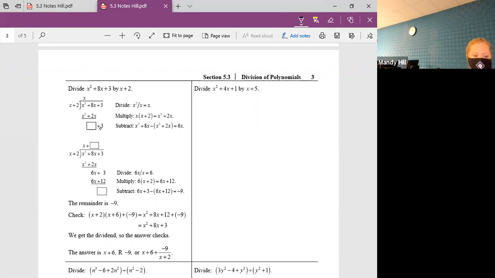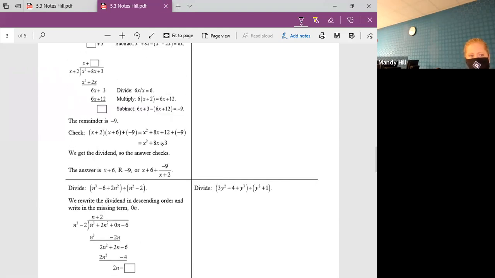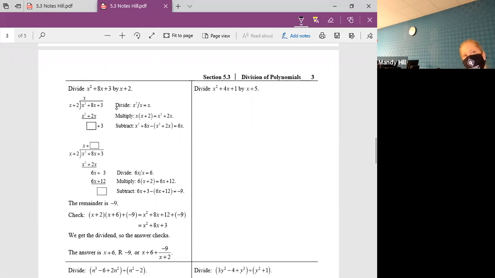The problem with synthetic division is it works for things like x plus 2, x plus 5. When I get down here and want to divide by y squared plus 1, it's not going to work anymore. It doesn't work for n squared minus 2 either. So there are times when you're going to have to know how to do this long division versus the synthetic.